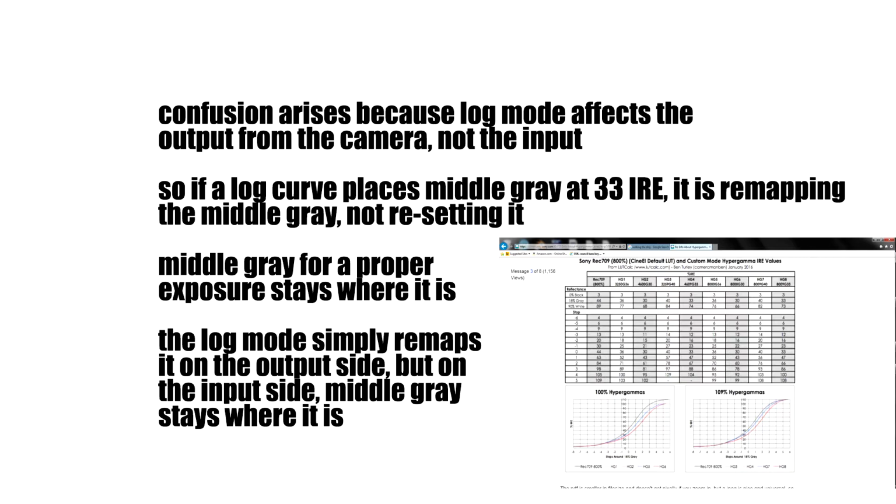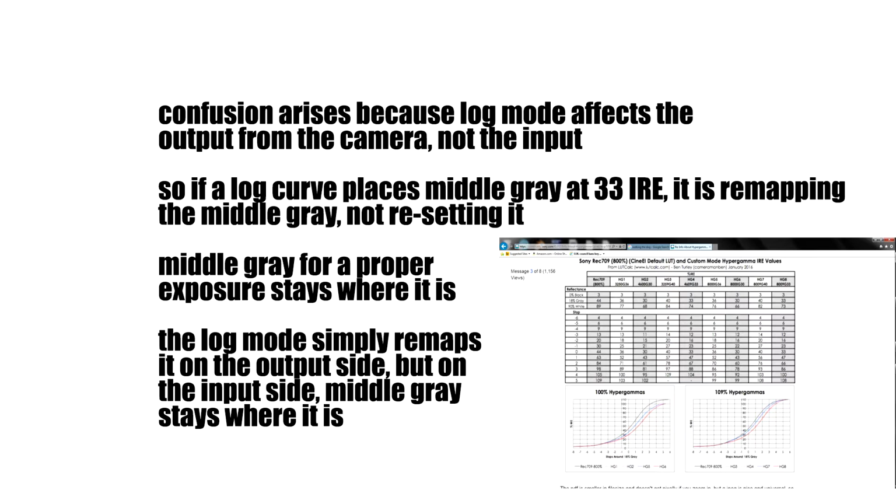If a log curve places middle gray at 33 IRE, it is remapping the input middle gray value. It's not resetting it. Middle gray for a proper exposure stays where it is. Let's say it's supposed to be at 41.7 for Rec 709. The gamma curve, log curve can come in and put that somewhere else, but that doesn't mean that the input value has changed. Middle gray is still middle gray. The log mode simply remaps it on the output side. But on the input side, middle gray stays where it is.